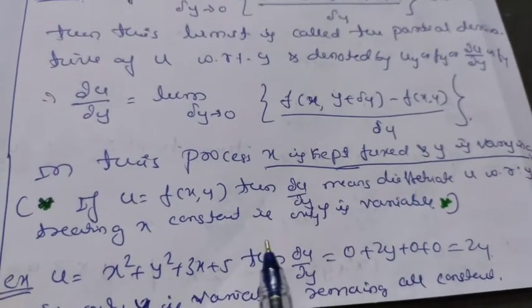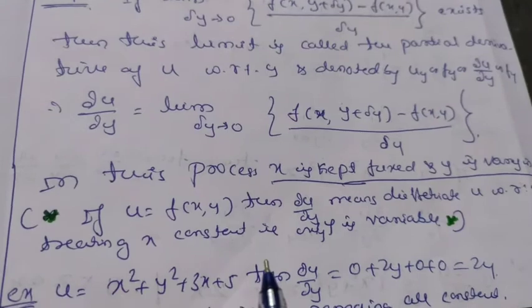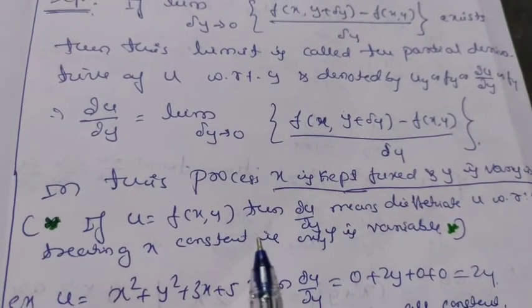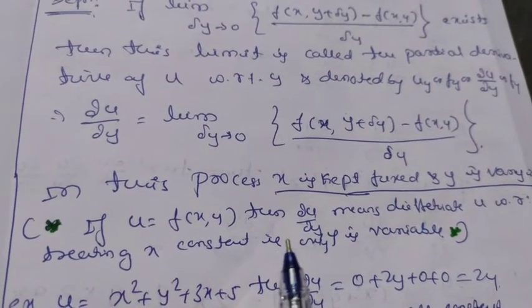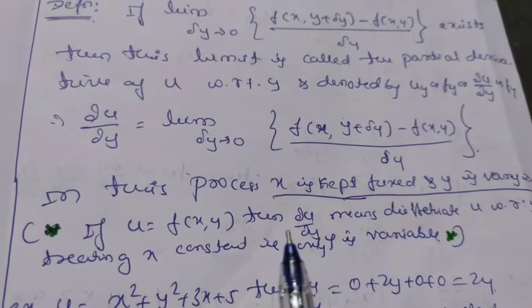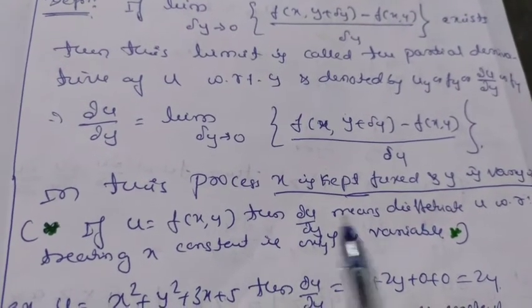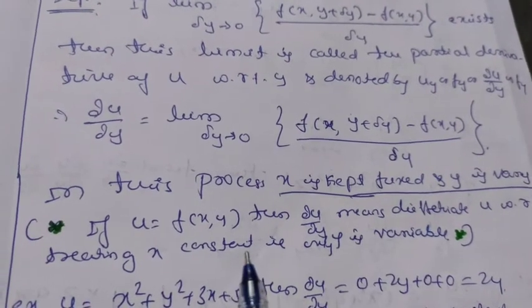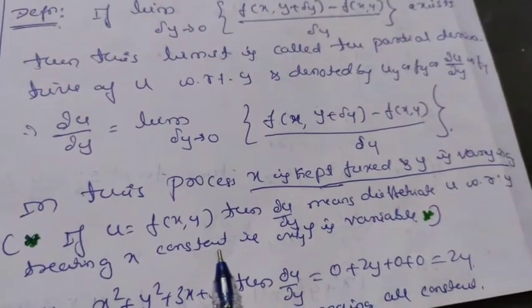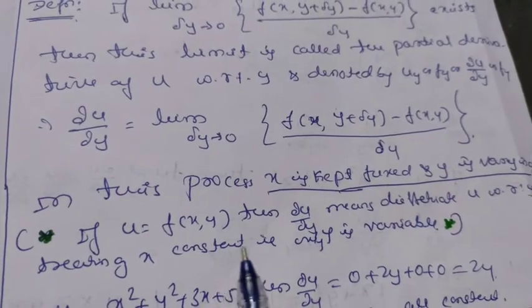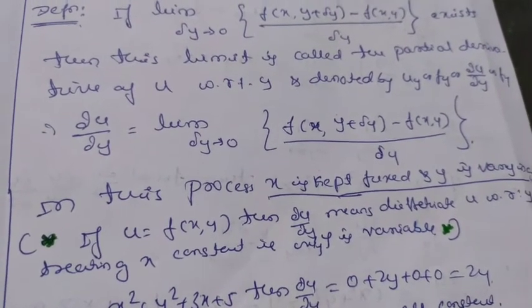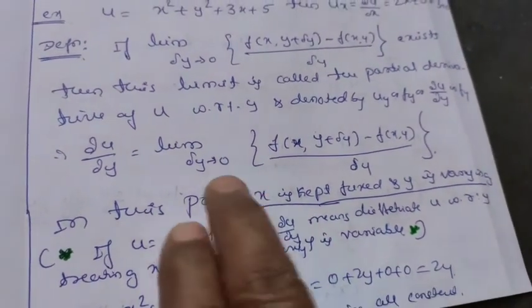So in these two definitions, these two are very important. If you differentiate u partially with respect to x, you have to concentrate only on the term containing x. So here x is the only variable, remaining are all constant. And while finding dou u by dou y, you have to treat only y as variable, remaining are all constant. So these two definitions are very important.